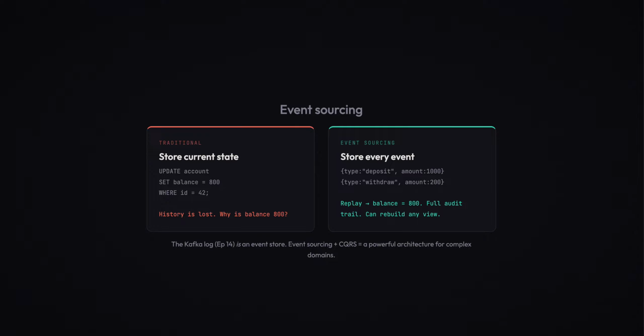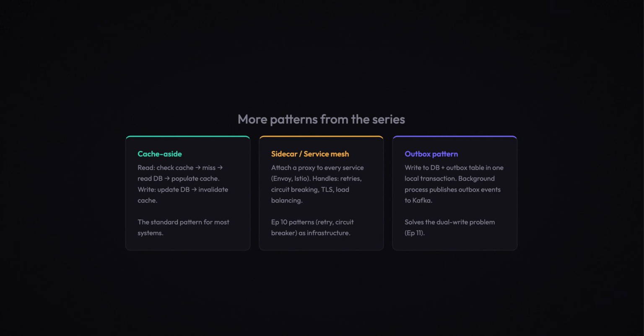Three more patterns worth knowing. Cache aside, the standard caching pattern. On read, check the cache. Miss, read from the database, then populate the cache. On write, update the database, then invalidate the cache. Simple, effective, and used by virtually every web application.